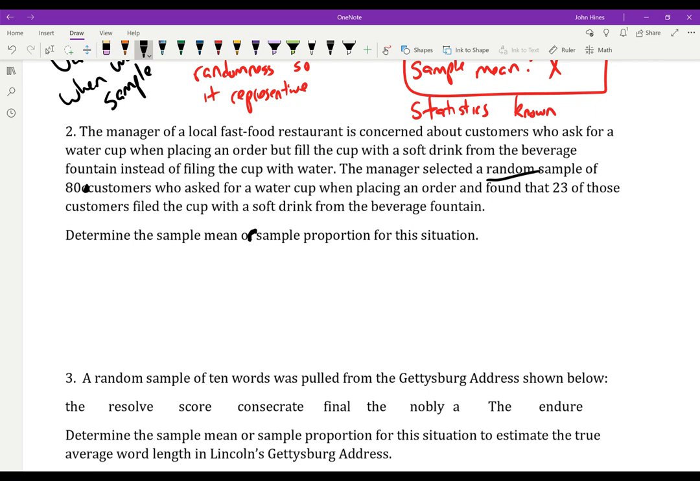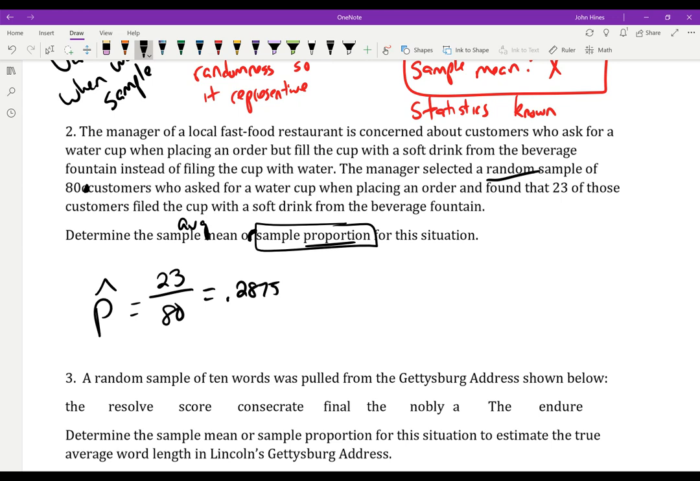So, am I working with an average here, or am I working with a proportion? In this case, I think I'm working with a proportion. I'm working with a p hat. My sample proportion is what? 23 of them filled it with soda out of 80. So my sample proportion is 23 out of 80, 0.2875. So right now, that's my sample statistic.